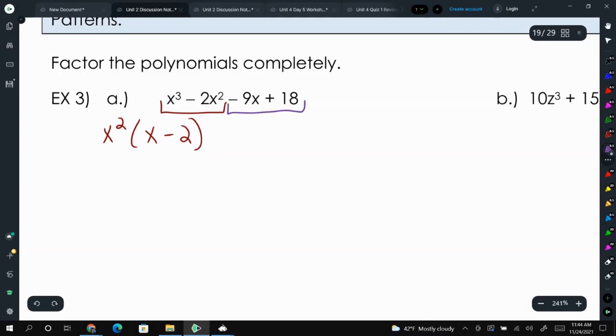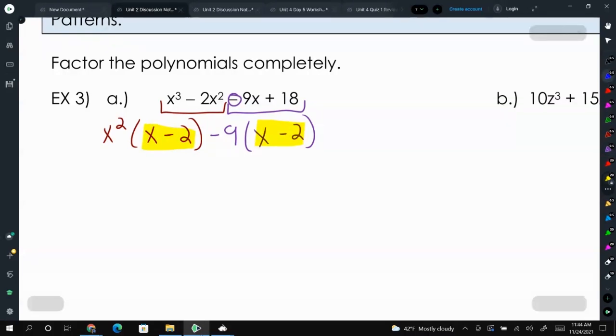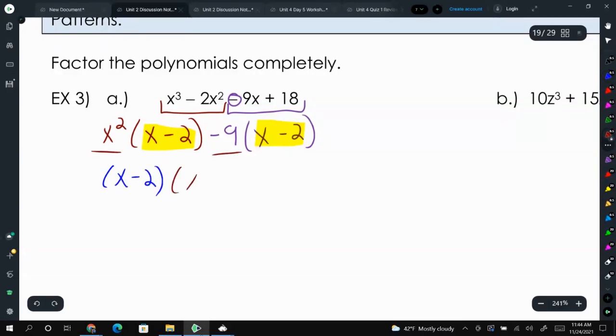And then we say, what can we factor out of this? Well, you might say a 9, but because this is negative, you factor out a negative 9. And then you're left with x minus 2. If these two things match, that means you're in good position to do factoring by grouping. So we write that once, x minus 2, and then our leftovers is x squared minus 9.